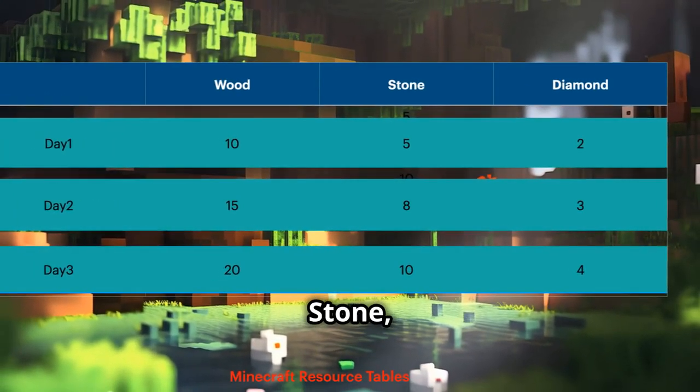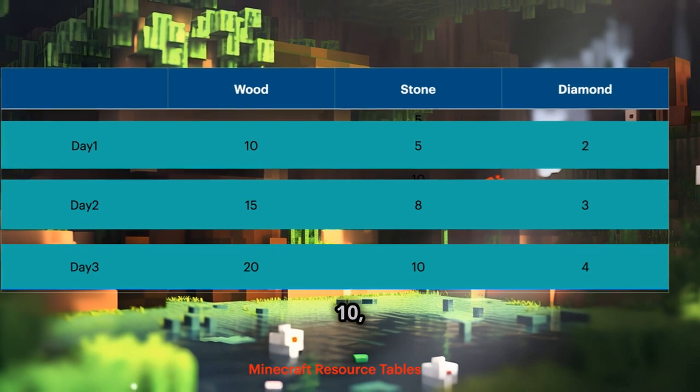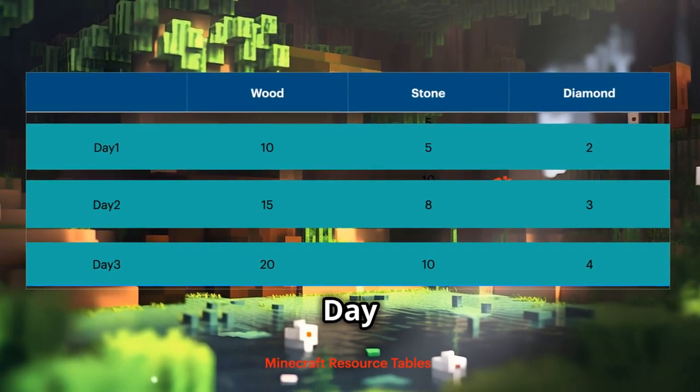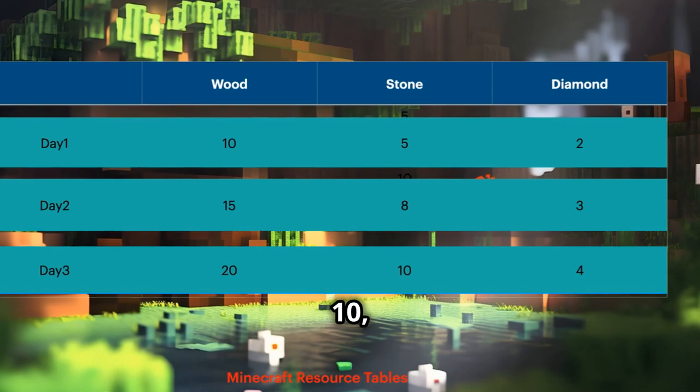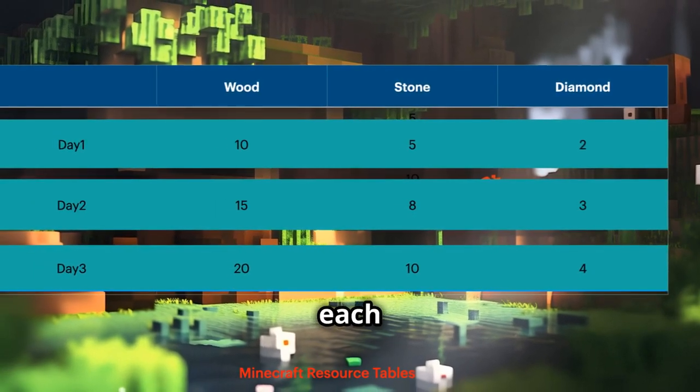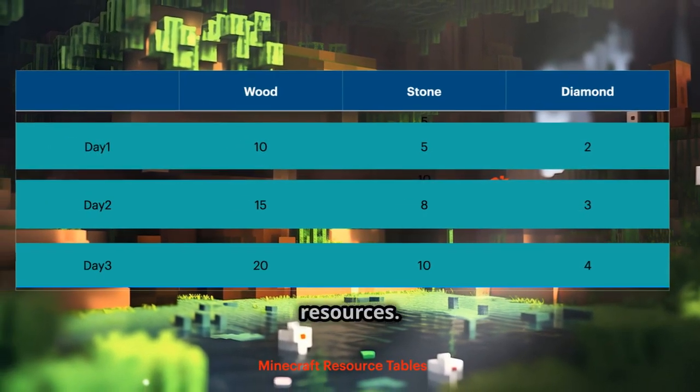Day, wood, stone, diamonds. Day 1, 10, 5, 2. Day 2, 15, 8, 3. Day 3, 20, 10, 4. We can add more rows for each day and update the numbers as we collect more resources.